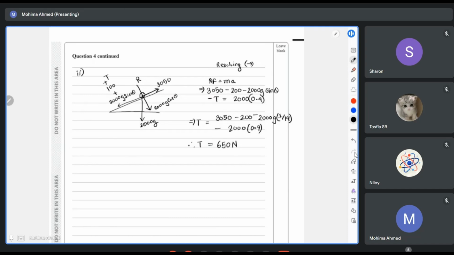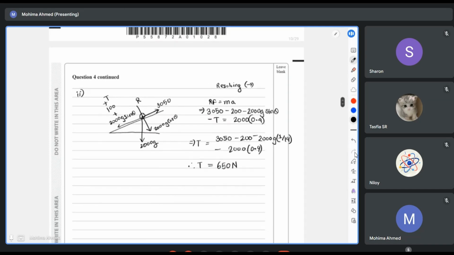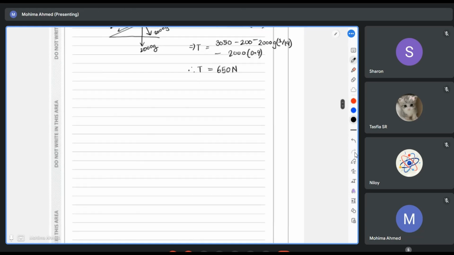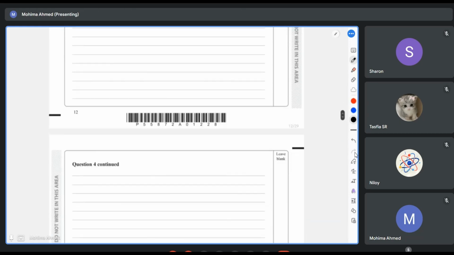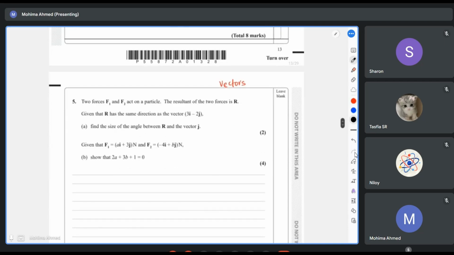Okay, then we'll move on to our next math. This was done for question 4, right? We'll move on to question 5. Now, question 5 is a little bit about vectors, so I would expect Kashfi and Niloy to focus more because we haven't explained vectors in our regular classes, right?